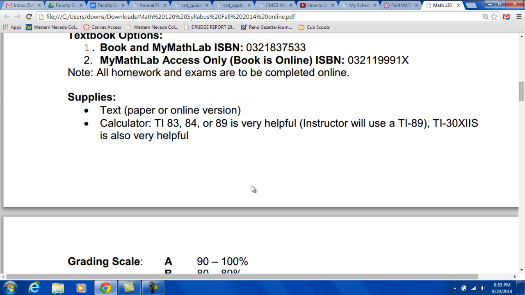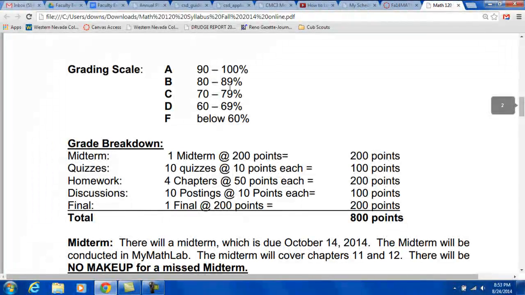Supplies: you need a textbook, either paper or online version. Calculator, TI 83, 84, or 89, very helpful. I like to use the 89. Also, the TI 30X2S is very helpful. It'll do all the math we're going to do in this class. It's a really good calculator, and it costs, depending on if it's on sale or not, between $5 and $15, roughly. I'm not going to guarantee that price.